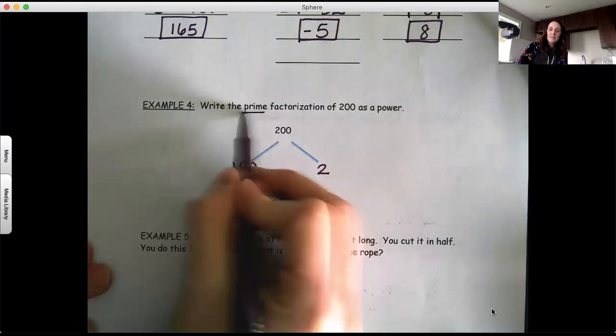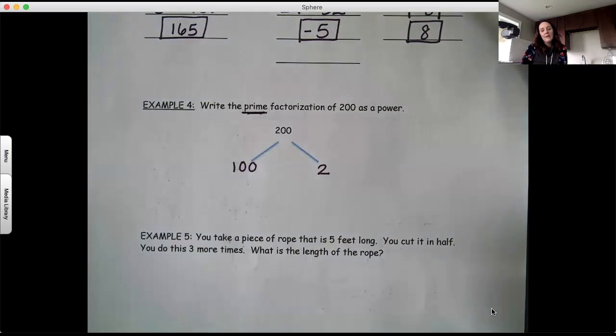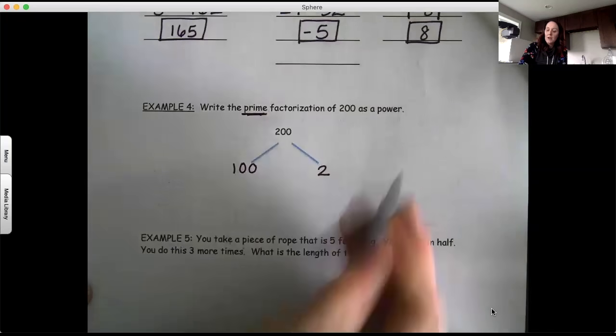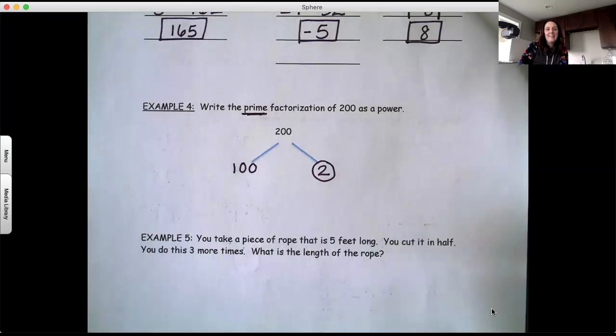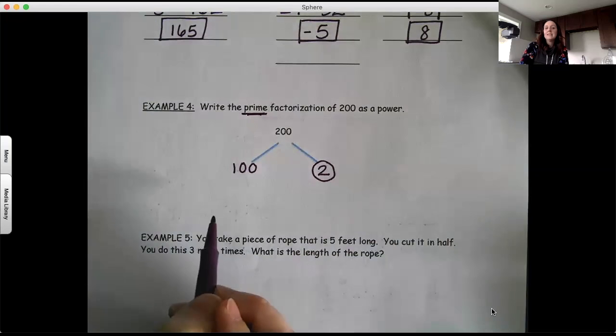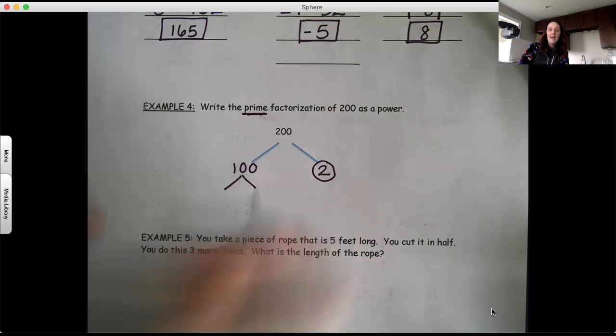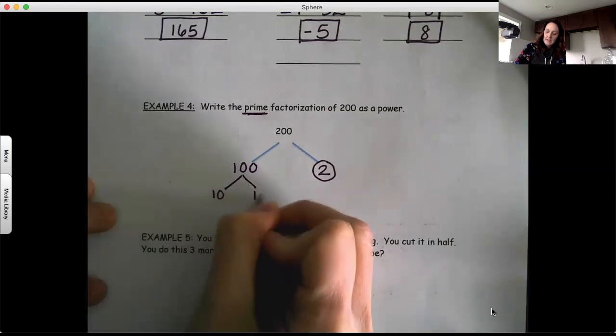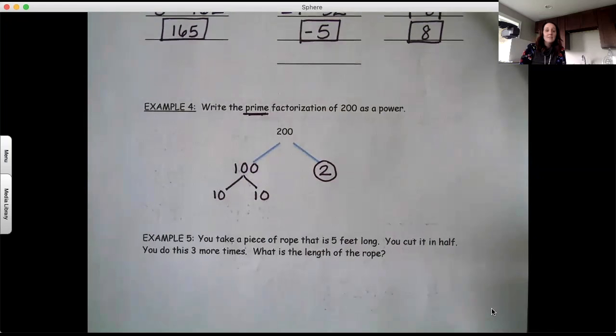Now look at this right here where it says prime number. Think of this as a trail. The minute you hit a prime number, I want you to circle it. That is the end point for that side. But notice 100 is not a prime number. So because 100 is not a prime number, I need to break that number up. So ask yourself, what two numbers when multiplied together give you 100? What comes to mind right away is 10 times 10. So I'm going to do 10 times 10. Notice 10 is not a prime number, so I have to keep going.